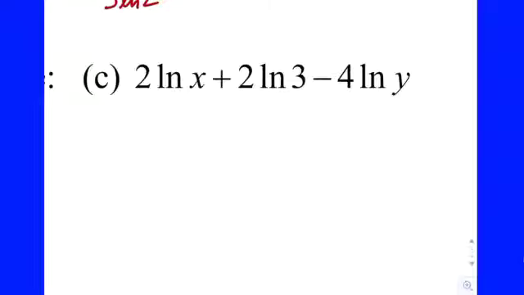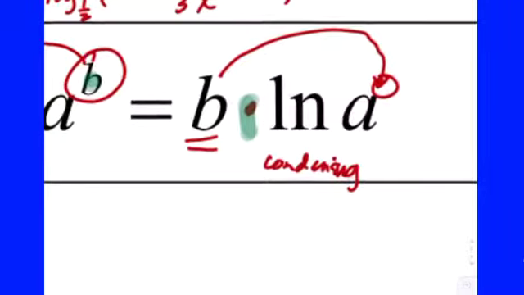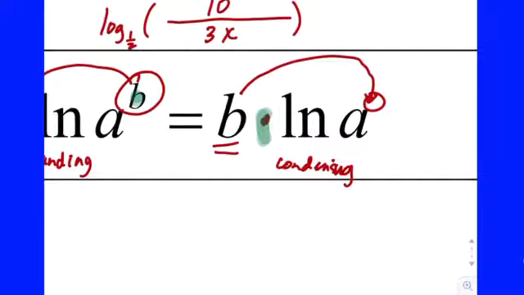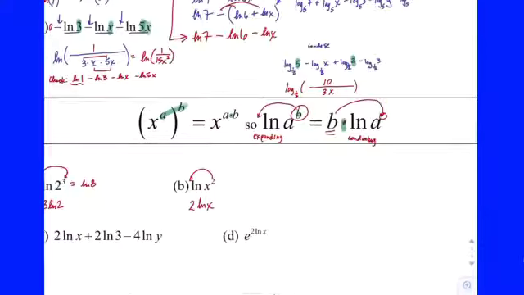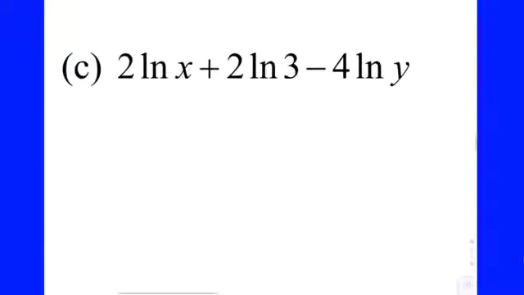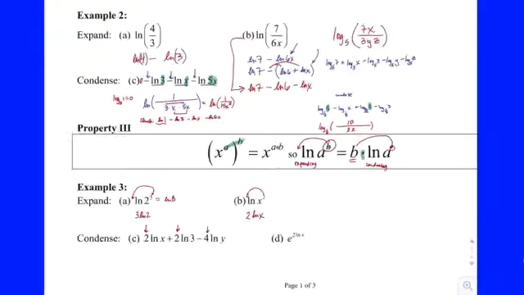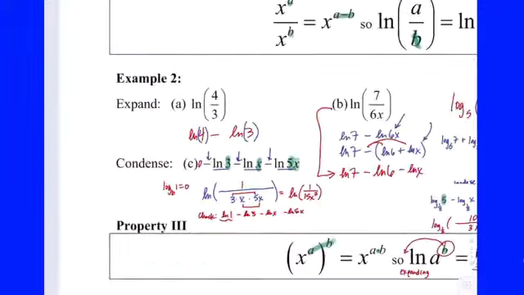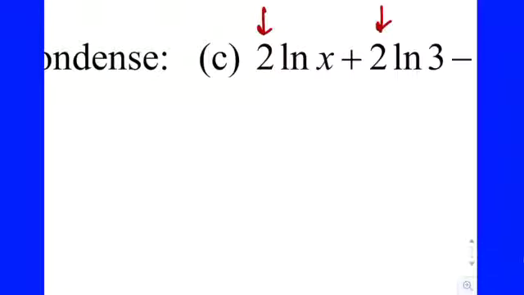Let's try condensing. That means going the other way, right? Now we have something out front. We're going to bring it back up as a what ponent? Exponent. Okay, good. Let's do this one together. How many terms do we have? 3. So we're going to have 3 factors in our argument. But before we condense, notice you have numbers out front. When we've been condensing before, the numbers out front have either been 1 or negative 1. So that's your first step when you're condensing. You want to make sure you have either plus or minus 1 as your log coefficients.